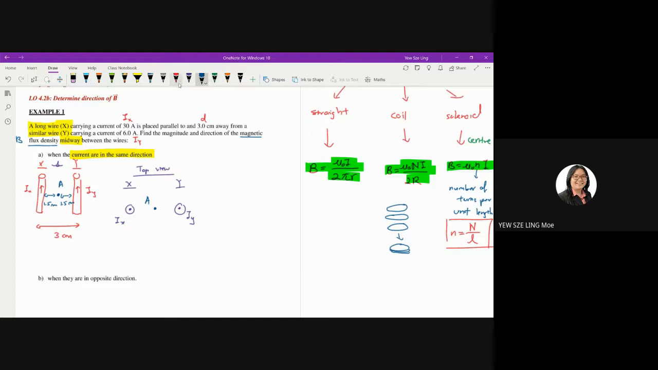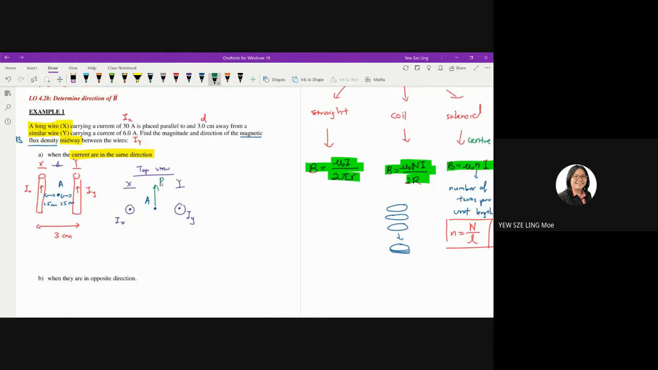It's very simple. You just use your right hand, grip your right hand and let the thumb point towards you, because according to the diagram given here, IX is out of the page. So if it's out of the page, the magnetic field generated will be like this. It is a circle, and it passes through point A. You turn your right hand until the four fingers reach point A. Then you see the direction of your fingers. At this point, your finger will be pointing upwards.